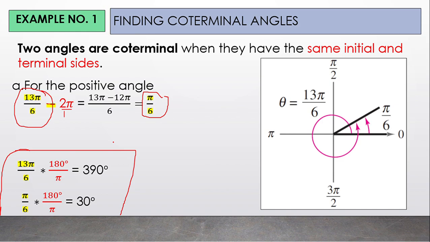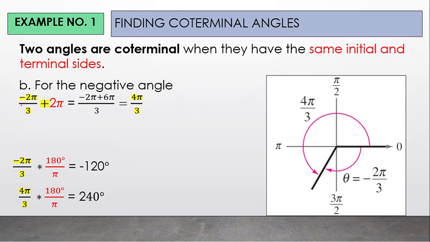Okay. So, let's have another example naman ng negative angle. So, dapat another example is negative naman yung ating given. Okay, so dito, negative 2 pi over 3 yung given natin. So, dahil negative 2 pi over 3, sabi ko kanina, yung 2 pi is constant siya.